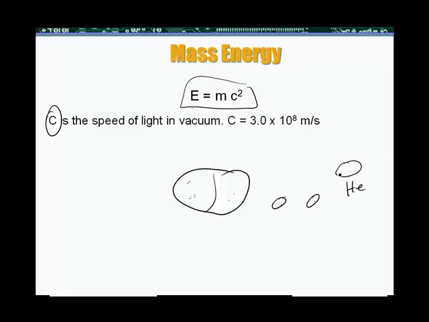Now, in that fusion, the combined helium nucleus is going to have a lesser mass, and the difference between the mass of the helium and the two hydrogens is going to come off as heat, and the amount of heat is given by that expression. The difference in mass times c squared is equal to E, the amount of energy released. And we are thankful for that.